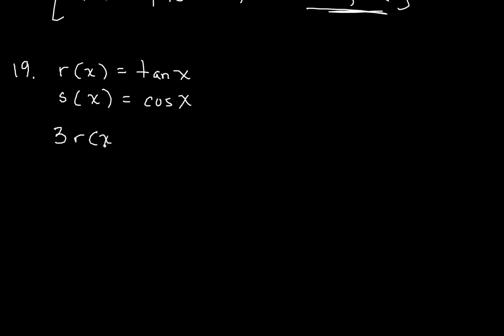All right, so they're saying r of x equals the tangent of x. s of x, these are functions, equals the cosine of x. And then they give us this little problem. They tell you what x is: 3r of 180 degrees plus 2s of 30 degrees, and you're supposed to evaluate that.